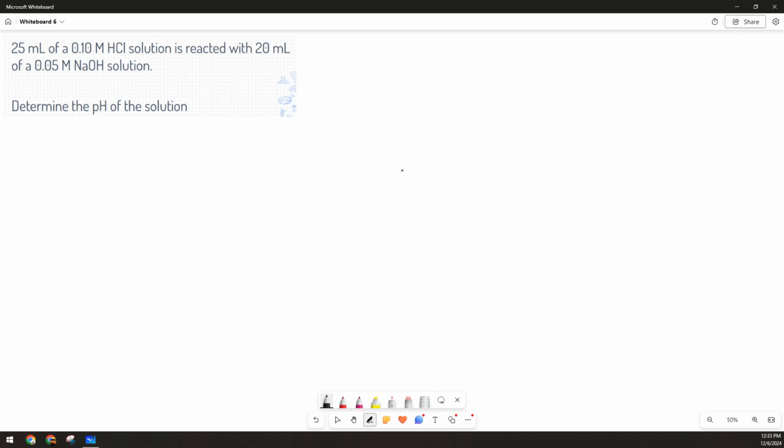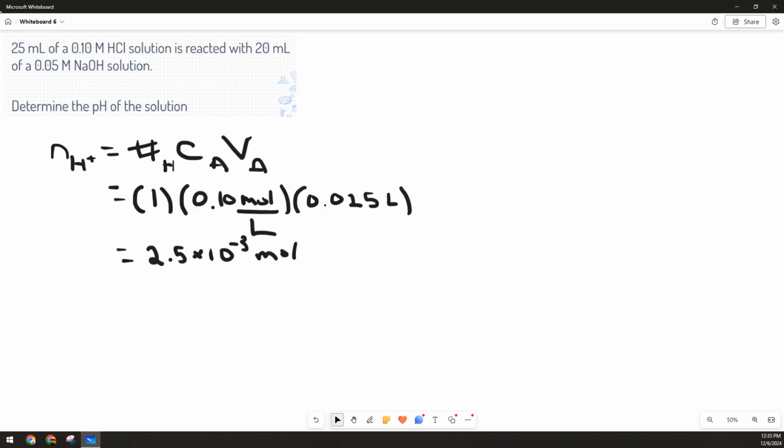Our first step to solving this problem is to compare the moles of hydrogen ions to the moles of hydroxide ions. We can find the moles of hydrogen ions by using this simple formula. We take the number of hydrogen ions in the formula for the acid, multiply it by the concentration of the acid, multiplied by the volume of the acid. So in this case, we have 2.5 times 10 to the negative 3 moles of hydrogen ions.